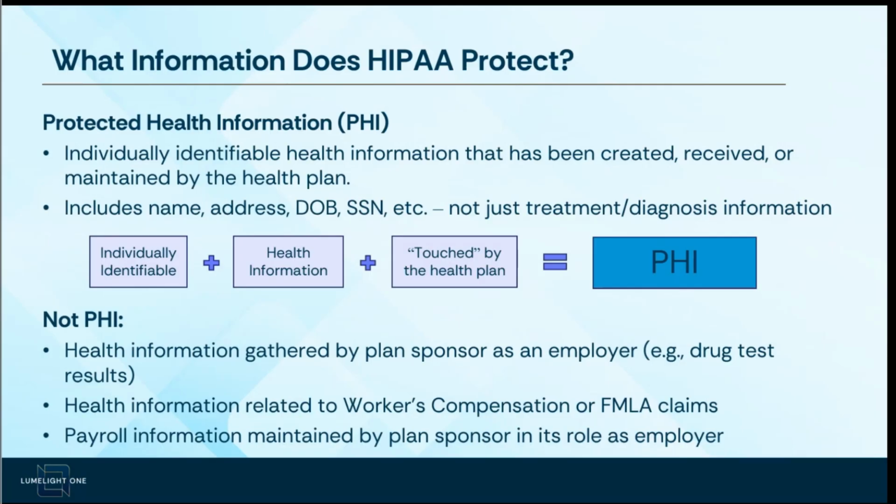Part of the trick in defining PHI is realizing that you may have two identical sets of data, two pieces of paper that each have the same date of birth or social security number on them, but only one piece of paper came from the health plan. Only that piece of paper will be considered PHI. The other piece of paper, while sensitive information, will not be considered PHI and will not be protected under HIPAA.